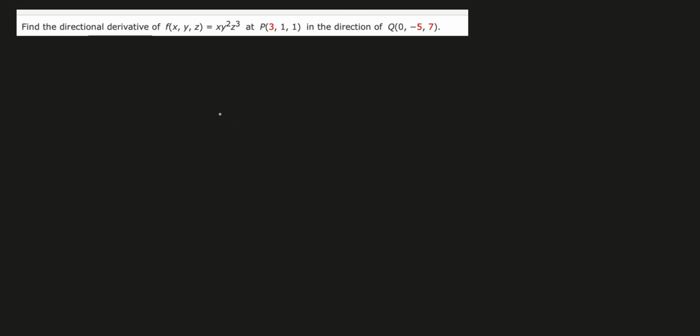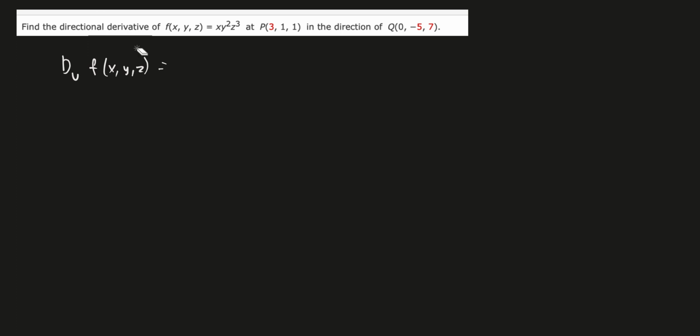So let's find the directional derivative of our function at the point p in the direction of q. We're going to find the direction vector u. U is not the vector going from p to q. That's going to be v, but we can find u, which is the unit vector, which is the vector v divided by its magnitude. So we'll see that later on.